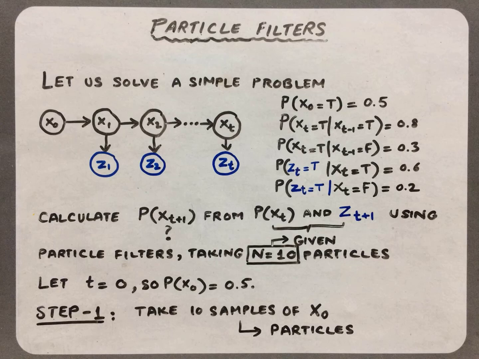So in this construction, our job is to calculate the probability of the state variable at time t plus 1 from the probability of the state variable x at time t, as well as the new sensor information that has just arrived, z t plus 1, and we're going to use particle filters. We're going to take 10 particles in this example, and we're assuming a prior probability of the state variable at time 0, that is probability x0 is equal to 0.5. As I had described, our step 1 will be to take samples of x0.